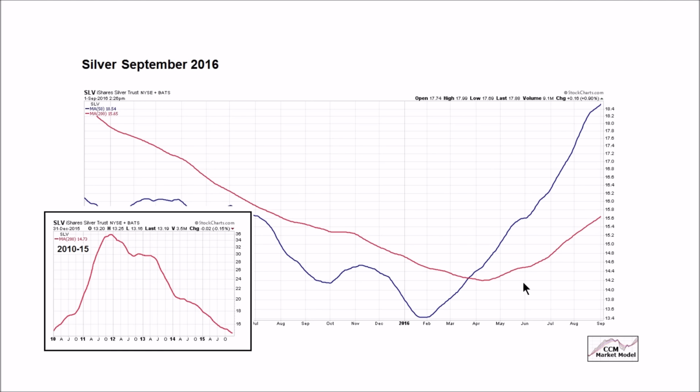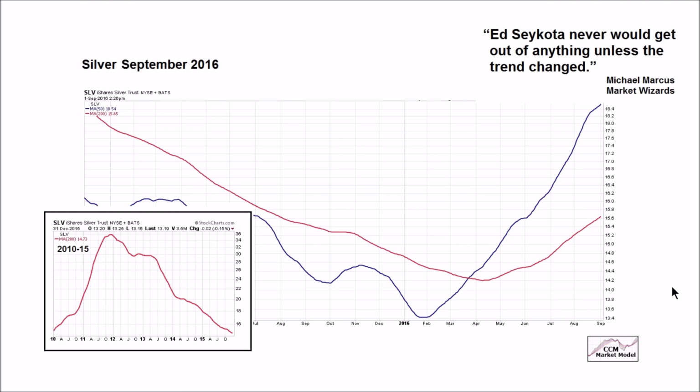We're trying to stay with the trend, and this is September of 2016. So from a longer term and intermediate term perspective, any volatility in here on our time frame, which is a longer term time frame, as it sits now, would be classified as volatility to ignore. Market Wizards' Ed Seykota never would get out of anything unless the trend changed. There's been some volatility in precious metals lately.